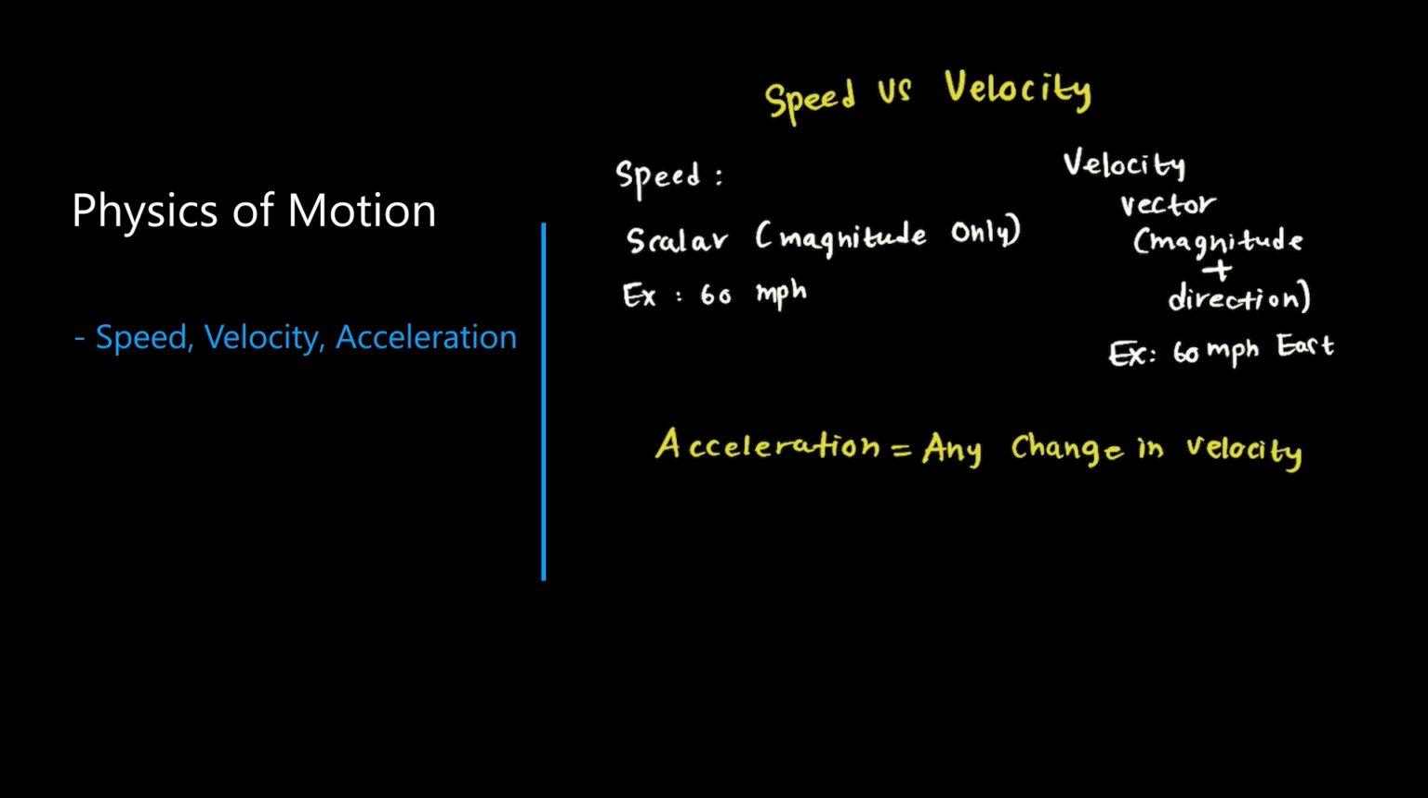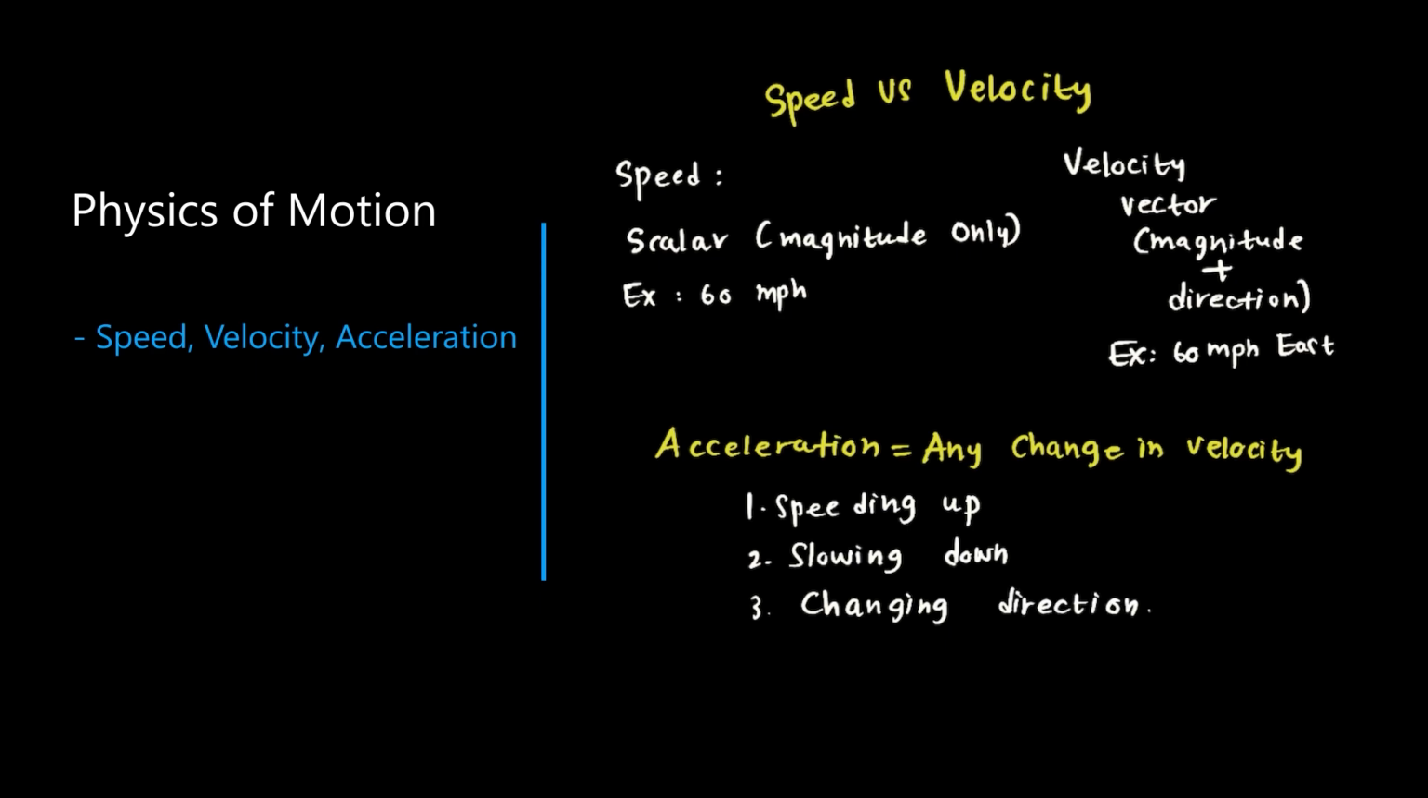Now, what happens when velocity changes? That's acceleration. Acceleration is the rate of change of velocity. And since velocity includes both speed and direction, you can accelerate in 3 ways: by speeding up, by slowing down, which is sometimes called deceleration, or by changing direction. That last one is a common trip-up.